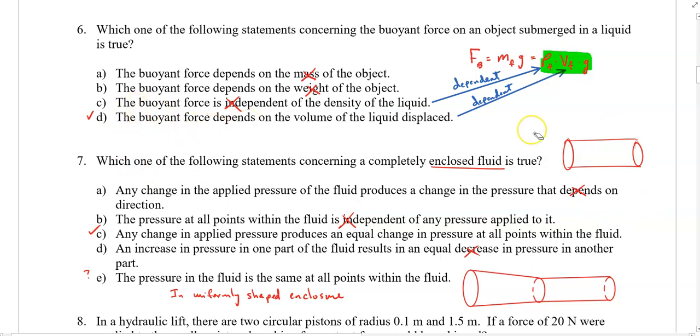And then finally, buoyant force depends on the volume of the liquid displaced. And certainly that's what we're pointing to right here. The volume of the liquid that's being pushed out of the way by the object that's submerged. So I like D as an answer here.